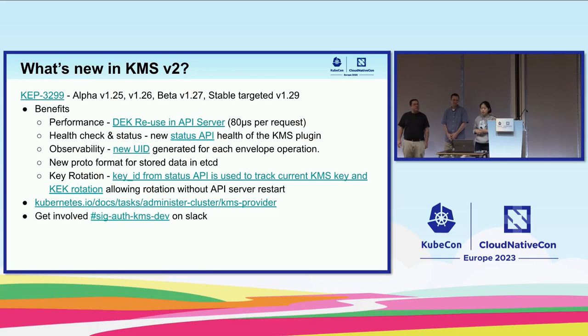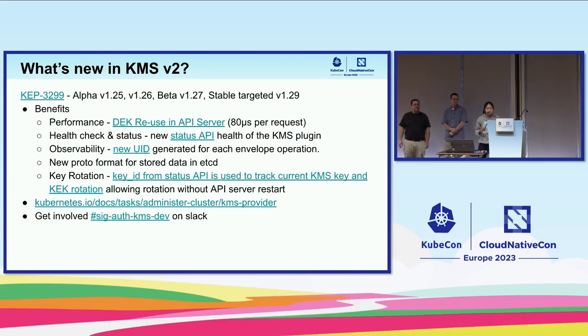So starting from 127, instead of generating a data encryption key every single encryption request, we now actually have data encryption key reuse. So what that means is you could actually reuse the same data encryption key without having to go through that extra hop, right? And that roughly translates to 80 microseconds per request, which sounds a lot better. So that meant you no longer have a slow startup for your API server. Also we added health check and status as its own API. So you can actually check the status of the plugin without having to encrypt or decrypt.